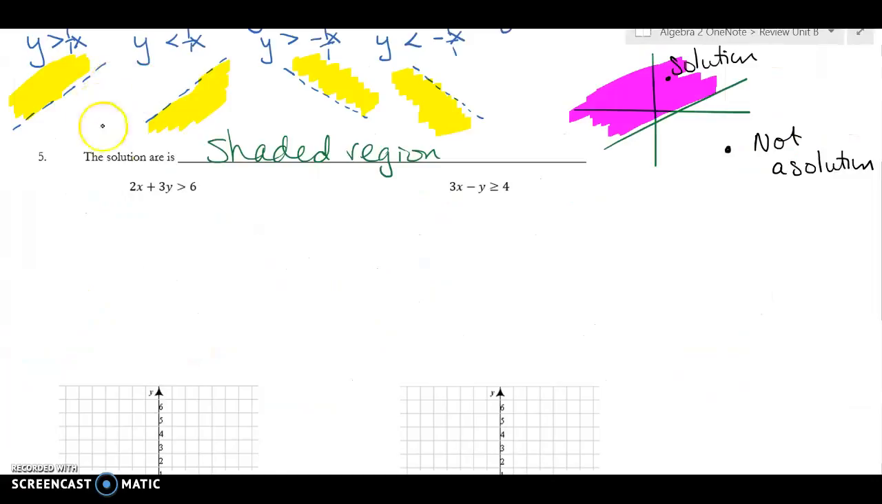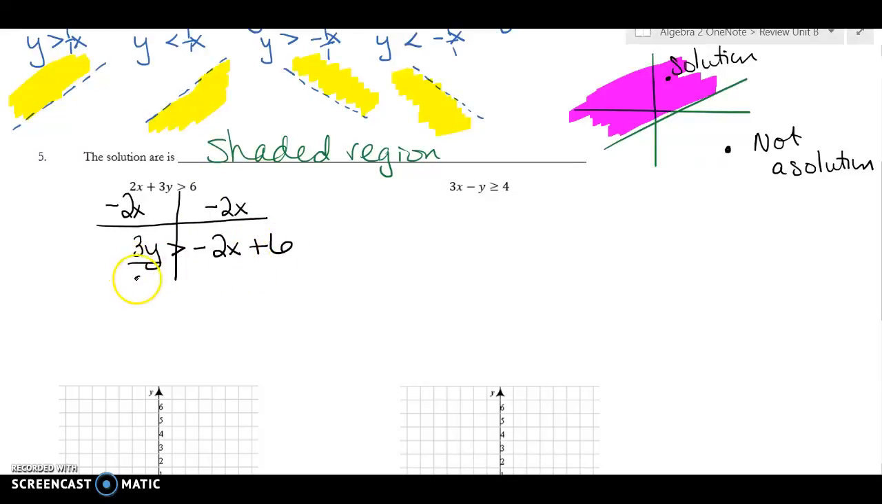Okay, we got two examples that I want us to do. Again, we have to start off by solving for y, so I'm going to move my 2x. I can't really combine it with the 6, so I put it to the side. So I have 3y is greater than negative 2x. This is a positive 6, so I write plus 6. And I divide by 3. And so I get y is greater than negative 2/3 x plus 2. So my m is negative 2 over 3 and my b is 2.